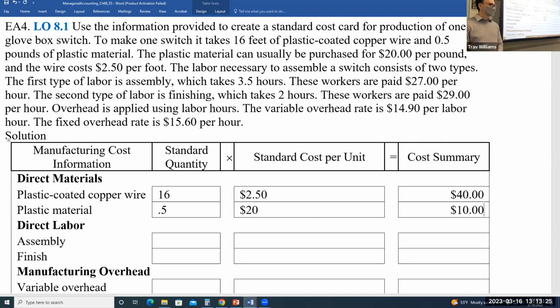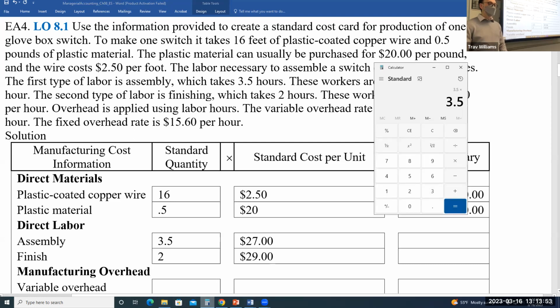Any questions so far? Then we go on to labor. It says assembly labor takes 3.5 hours per unit, and those workers make $27 an hour. Finishing takes 2 hours per unit, and they make $29 per hour.